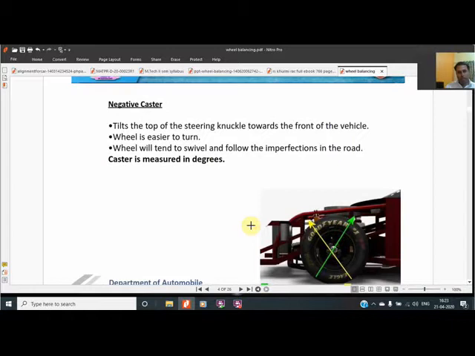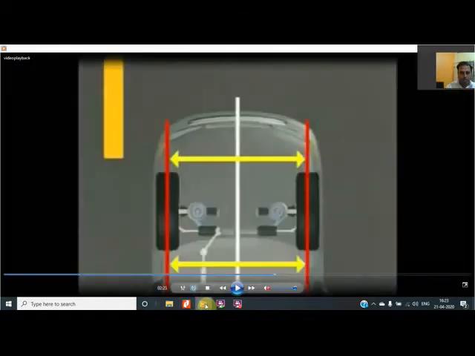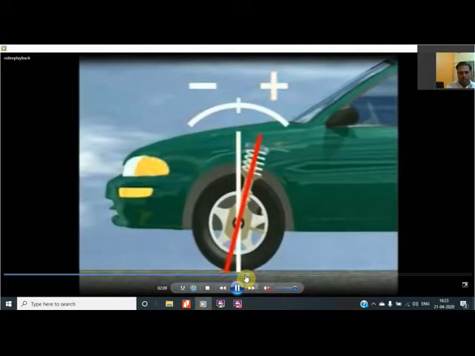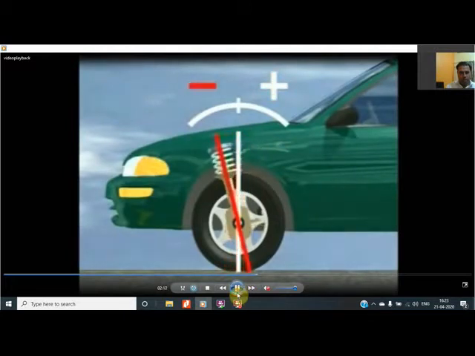Now we are going to negative caster. Negative caster means that from the vertical axis, the kingpin axis is on the forward side, meaning it has gone a certain angle to the forward. I have shown you in the video also. When it goes to the forward side, then it is negative. It is the plus side when it is backward, and when it is forward, then it is negative.